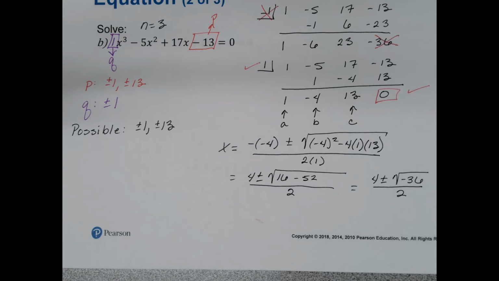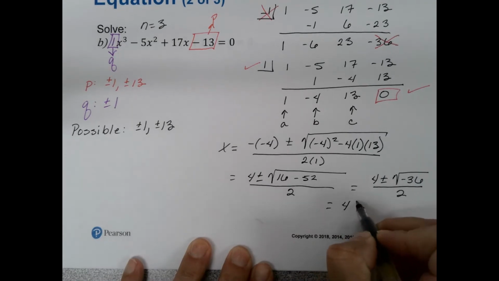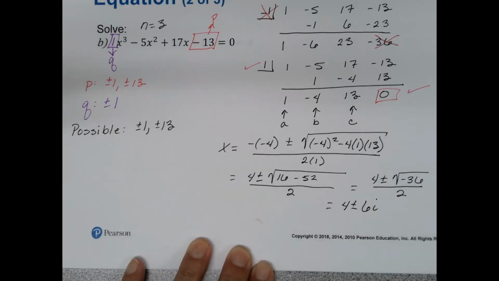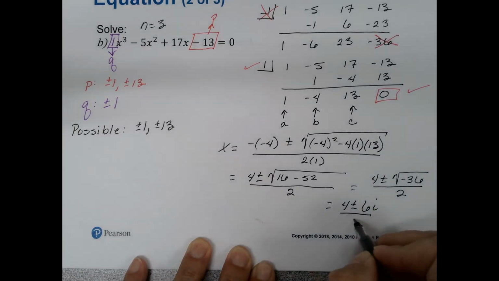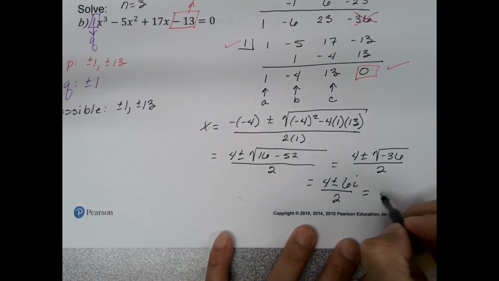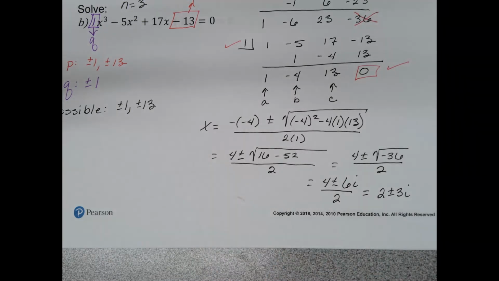Okay. Notice what's under that square root. It's a negative. That's going to tell you that we have an imaginary solution. So this becomes 4 plus or minus, the square root of 36 is 6. The square root of a negative 1 is i, all over 2. Everything divides by 2 to give me 2 plus or minus 3i. So that gives me my other two solutions.